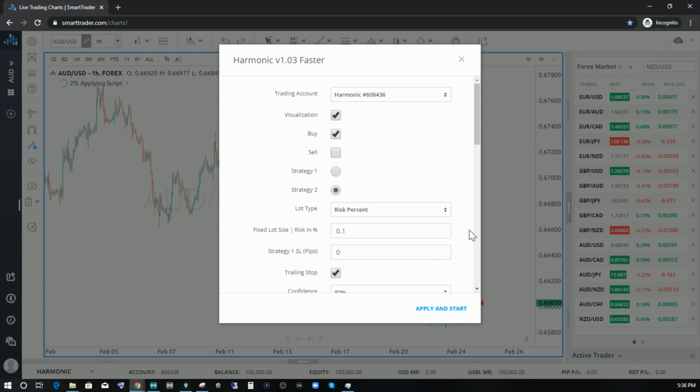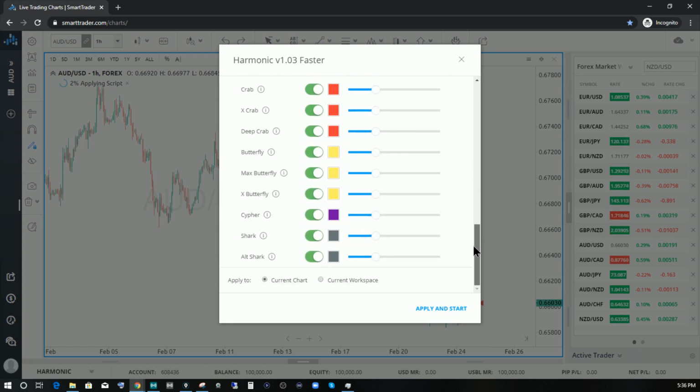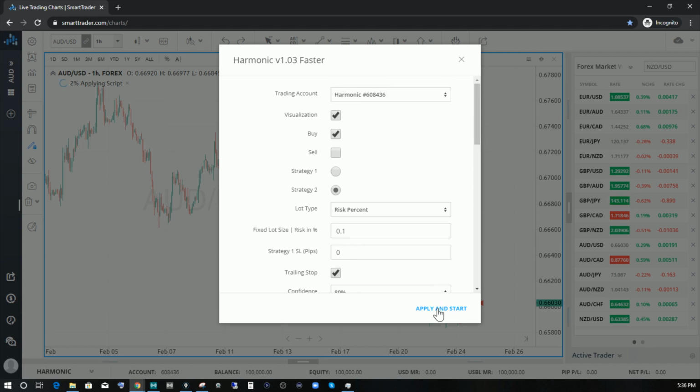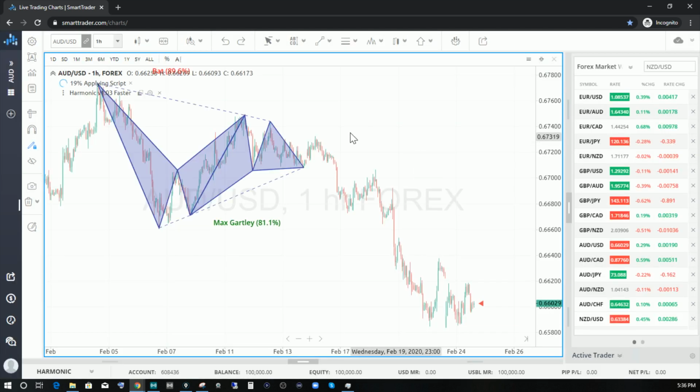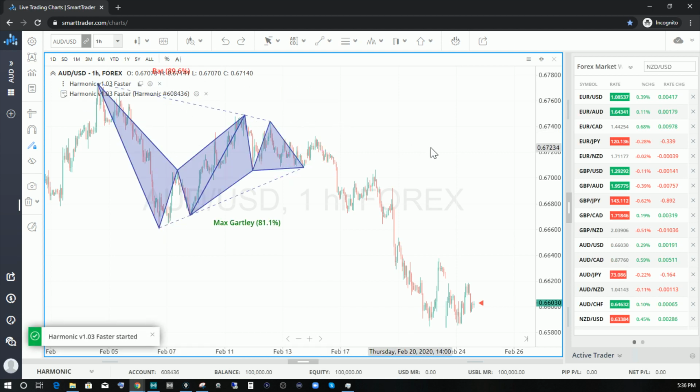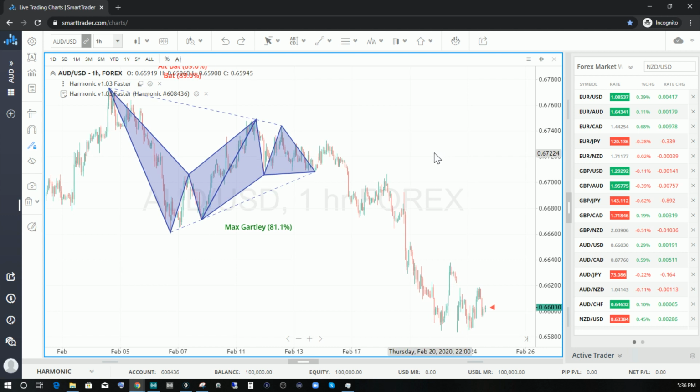I'm going to apply that because I've got everything activated on all the currencies and all the patterns that I want to trade. I'm just going to apply and start that. It's going to start loading up. There it is. Boom. It's very quick. It loads up, and now it's ready to rock and roll.